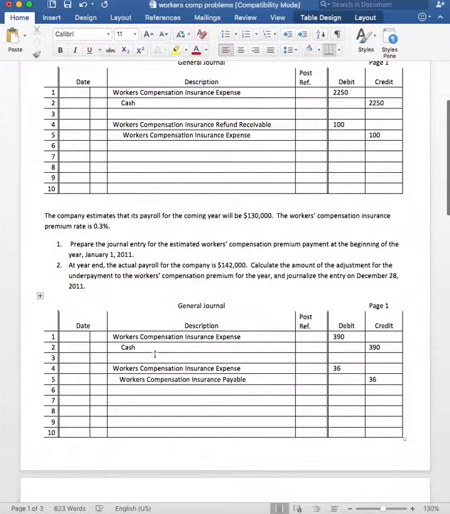Two options. We're going to always purchase your insurance. Option 1, you get a refund back and you have this entry. Option 2, you need to purchase more insurance and you will have this entry.